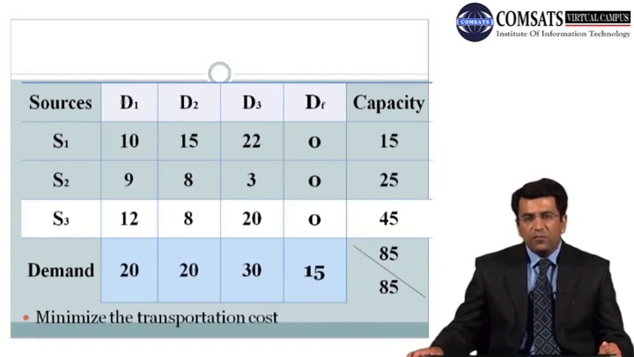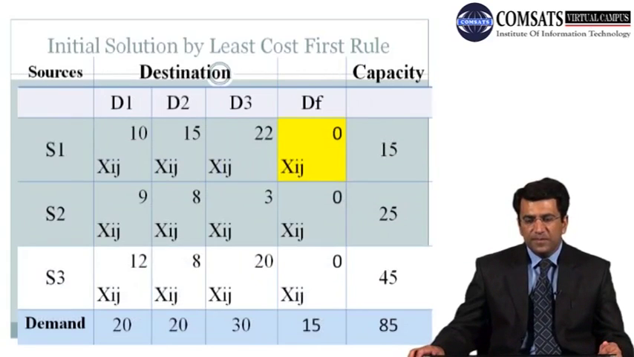First of all, we'll have to find out the initial solution either by using the northwest corner method or the least cost method. So let's suppose we use the least cost first rule in order to find out our initial solution. As you can see, in the different rows you have the row totals, and in the different columns you have the column totals, which are actually the demands of the different destinations.